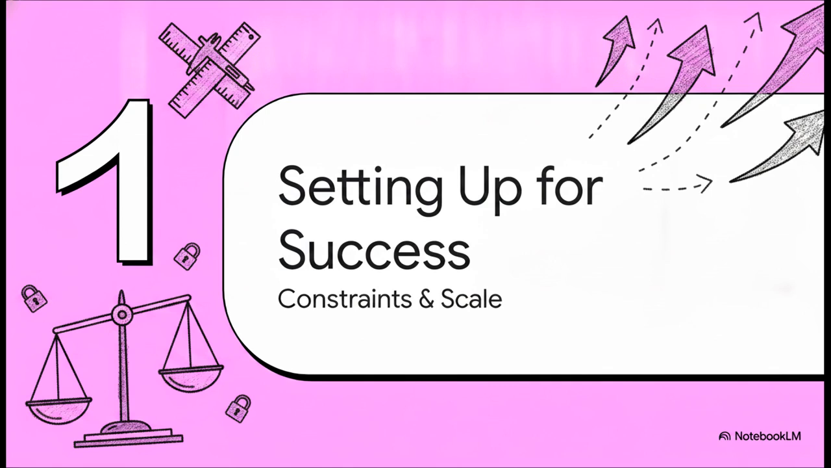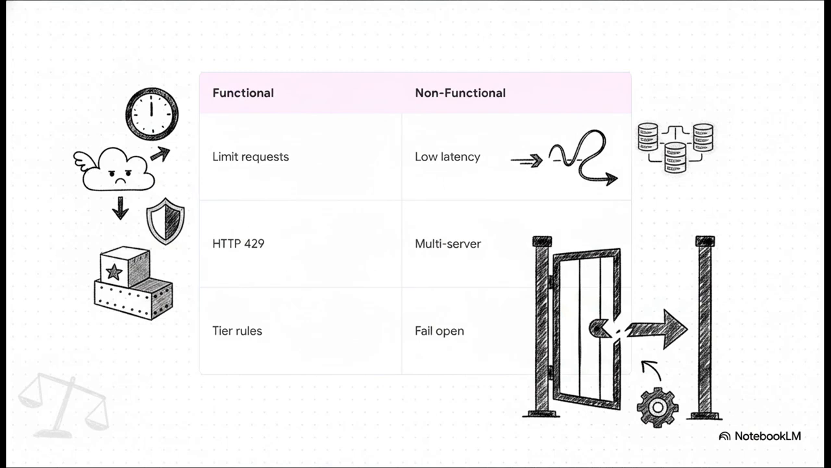Setting up for success by clarifying constraints and estimating scale. Before you even think about writing a line of code, we have to categorize our requirements. On the functional side, obviously we need to limit requests, let's say 100 per minute, and reject any excess traffic with an HTTP 429 too many requests status. We might also want to support different rules for free versus paid user tiers.